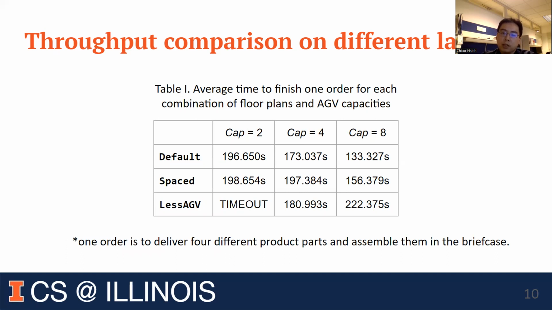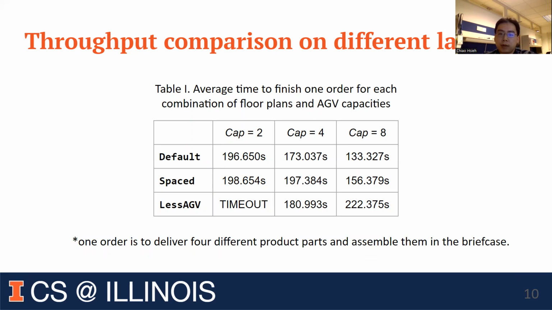The default layout is directly from the ARIAC environment. The space layout is increasing the space between robot models to ensure safer operations. And the last, AGV layout, uses only half the number of AGVs compared to the default layout, and then you'll be able to reduce the overall cost.